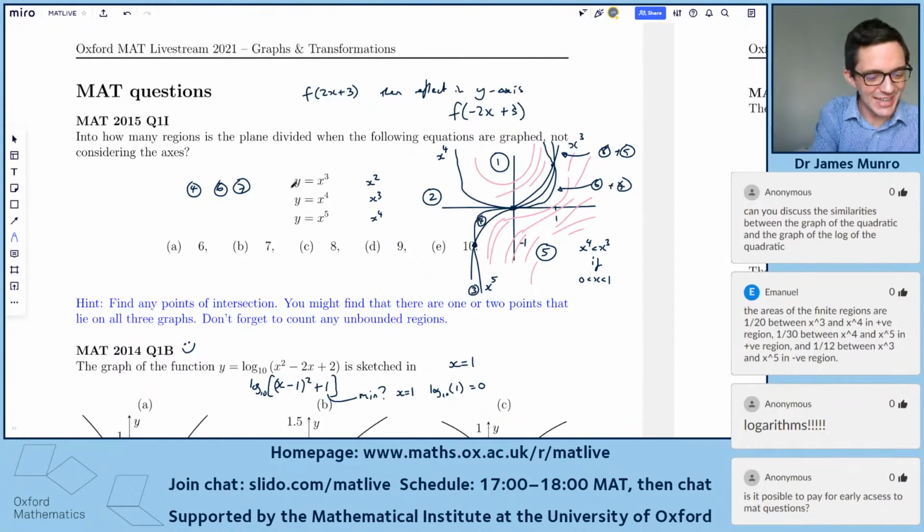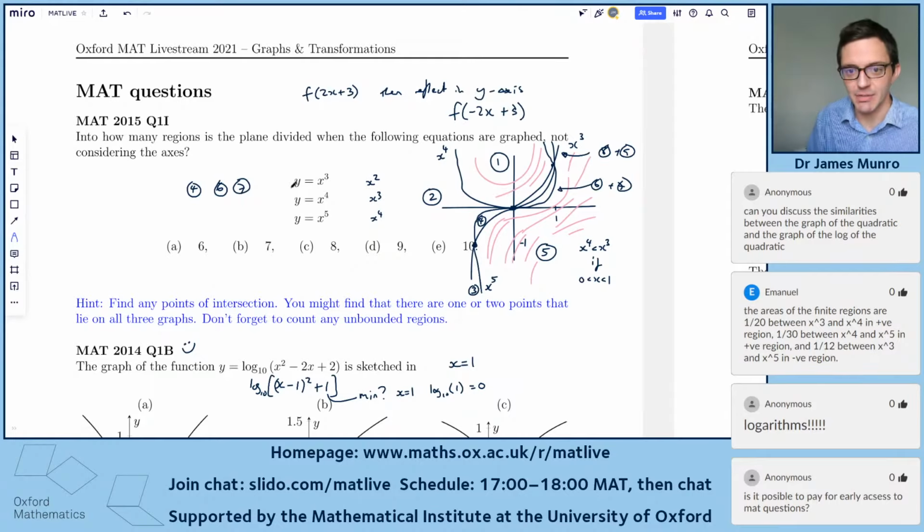A good question is, can you discuss the similarities between the graph of the quadratic and the graph of the log of the quadratic? The logarithm is an increasing function. If you have a bigger number and you get a bigger number out, that means that when you have the logarithm of a quadratic, the bigger values of the quadratic give you bigger values of the final answer.